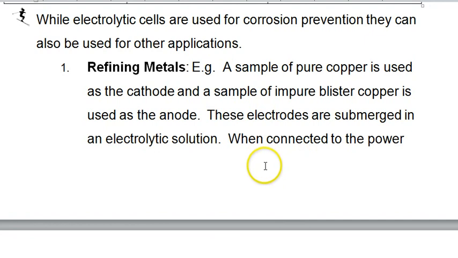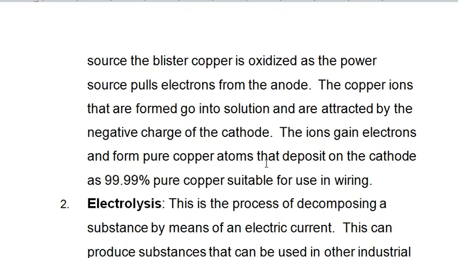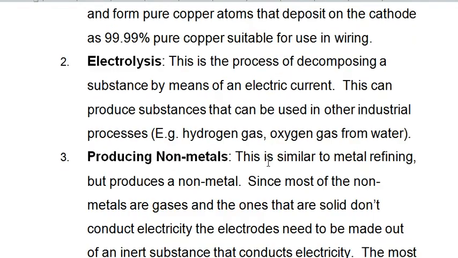Now we do this with a lot of different metals. Use the example of the copper, but they do it with a lot of different metals. Electrolysis is another one. We use this method to break down water to produce oxygen and hydrogen. We use hydrogen for different fuels to burn in industry, and we use oxygen for a lot of different things. Again, oxyacetylene torches, medical grade oxygen for oxygen tanks to breathe for people who need oxygen, and so that's another way we can use this.